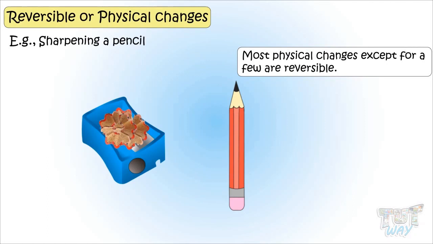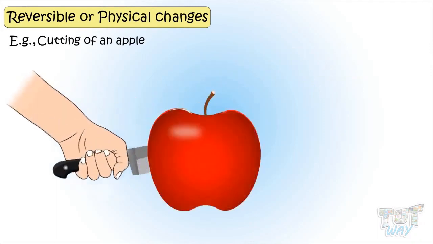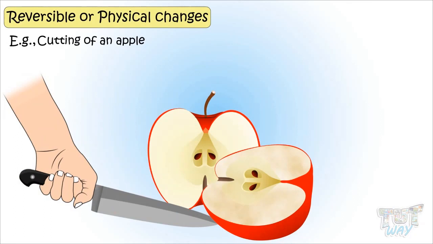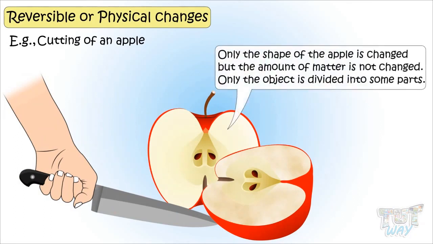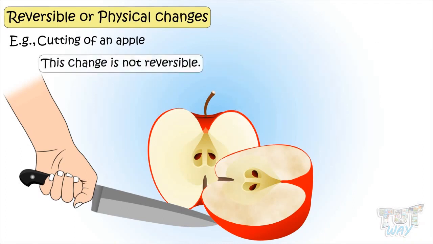Here is another example. Cutting of an apple. If an apple is cut into slices, only the shape of an apple is changed. Also, amount of matter is not changed. Only the object is divided into some parts. Also, this change is not reversible.